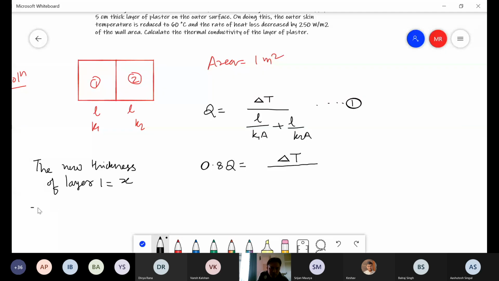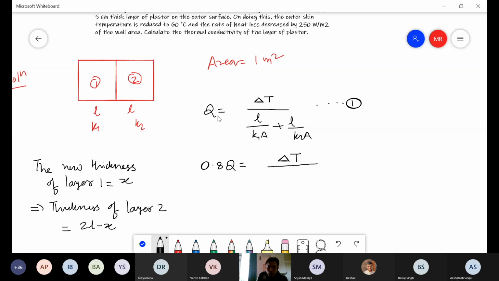Therefore, thickness of layer 2 will be equal to 2L minus X, isn't it? Because the total length 2L is going to remain unchanged, isn't it? That is what is given in the problem statement. So this is equation number 1 for the original condition.